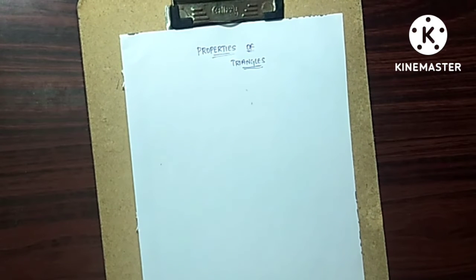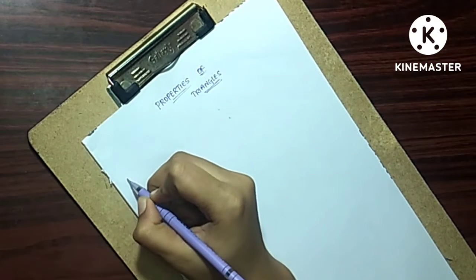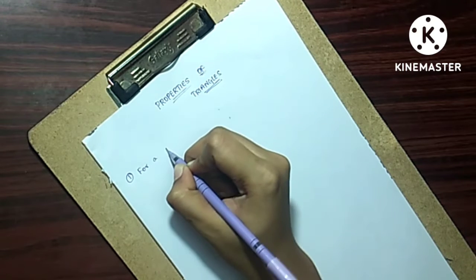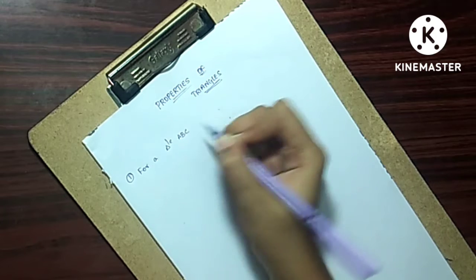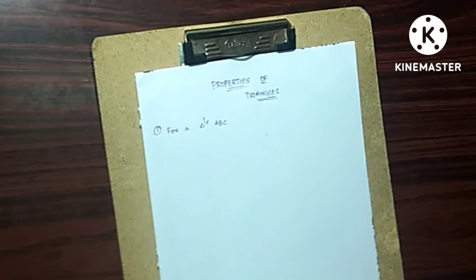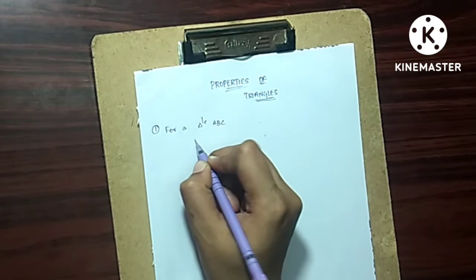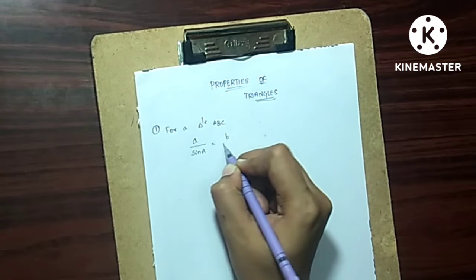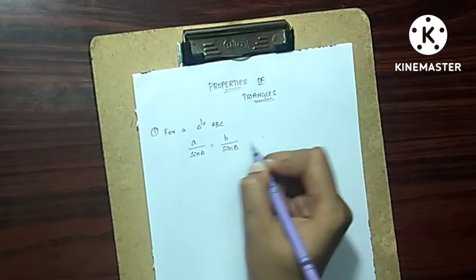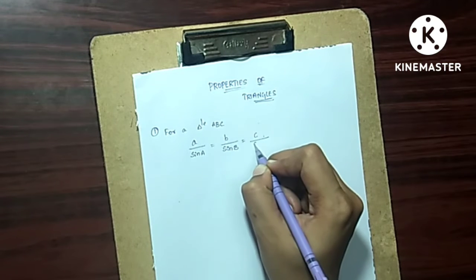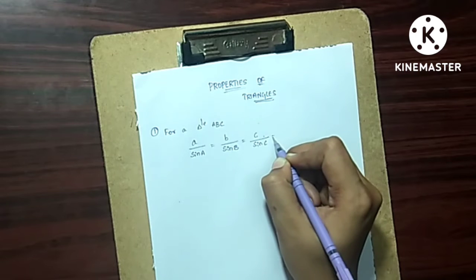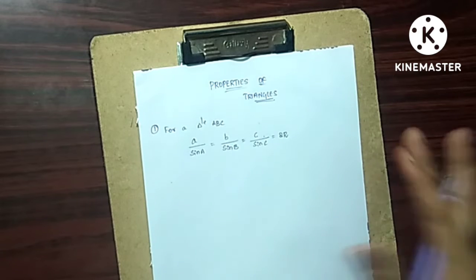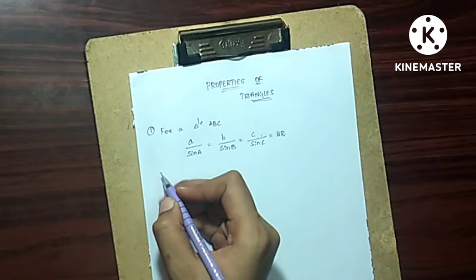Students, our first formula is for a triangle ABC. For a triangle ABC, a by sin A is equal to b by sin B, which is also equal to c by sin C, which is totally equal to 2R. This is our most important and basic formula in properties of triangles. So this is our first formula.